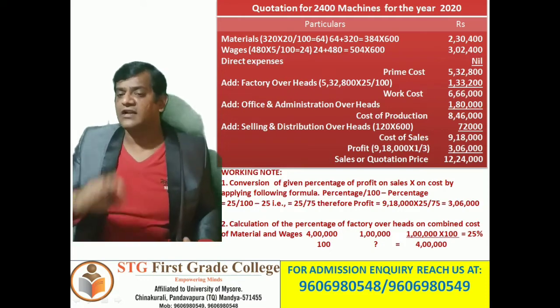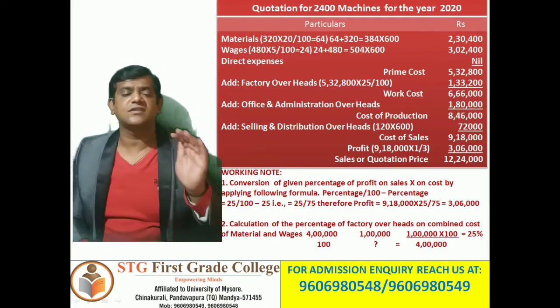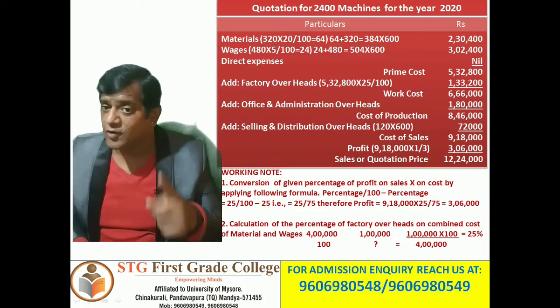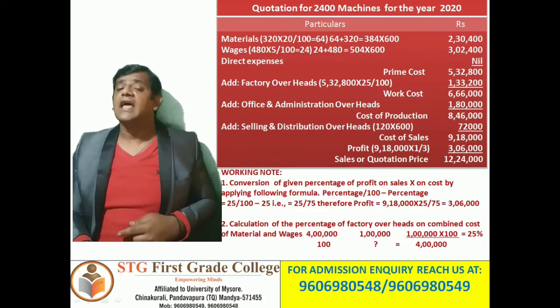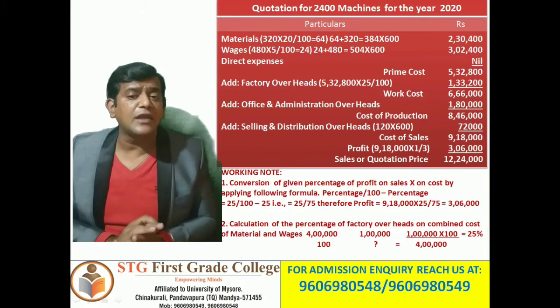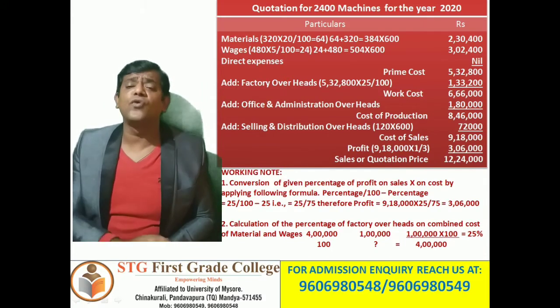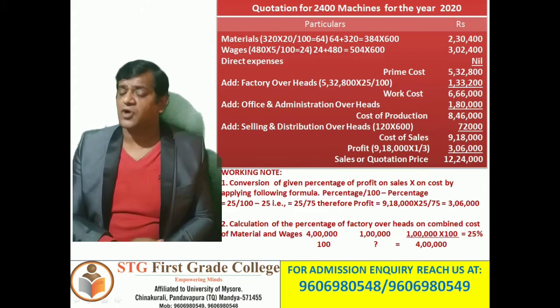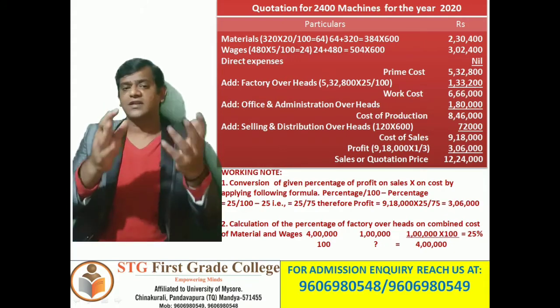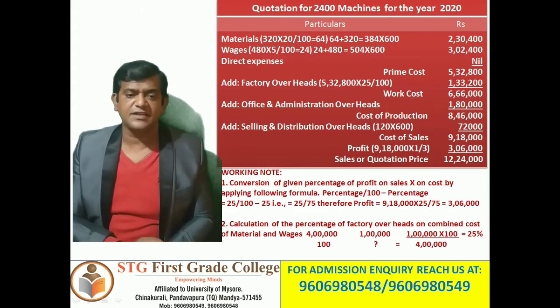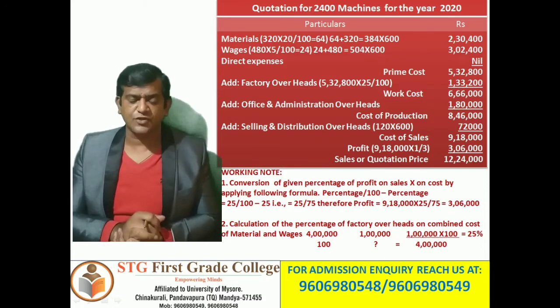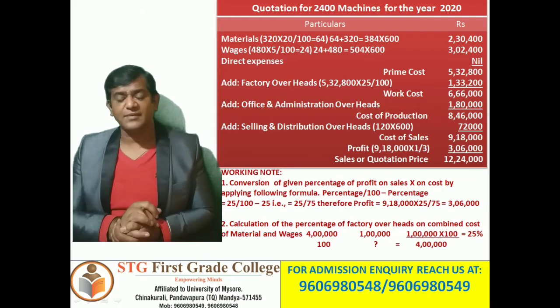So now totally you are going to get a prime cost, that is 5,32,800. How much prime cost? 5,32,800. Add factory overheads. So factory overheads, he clearly said 25% on prime cost, that is the combined cost of material and wages. So that is 25%. Now how to calculate this 25%?